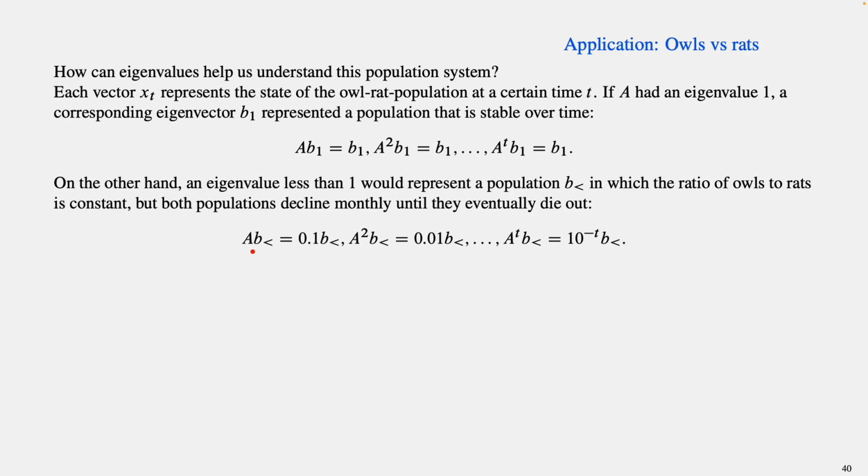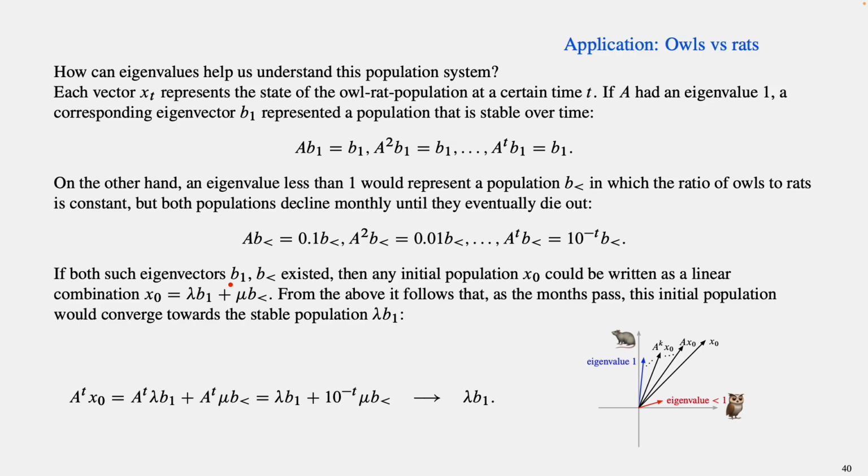To understand this, if we multiply b less by A, let's say the eigenvalue is 0.1, less than 1, we end up with 10% of the original populations for both owls and rats. If we apply this twice, A squared times b less, then we end up with 1/100th b less, so the population is already vastly reduced. And if we continue over time, we get A to the power of t times b less is 10 to the minus t times b less. So you see the population declines very rapidly towards the zero vector, which is the state where both populations are extinct.